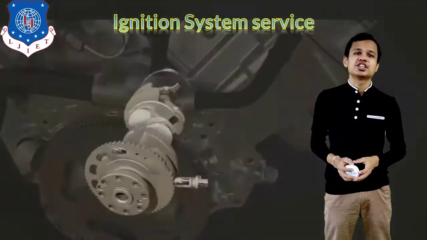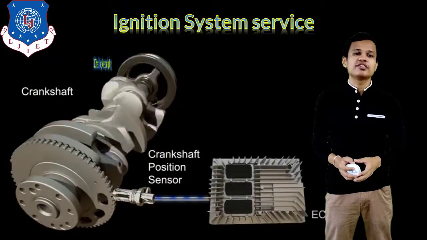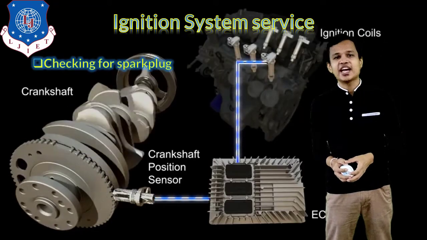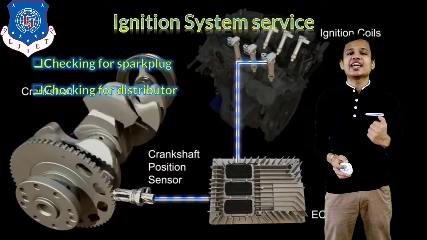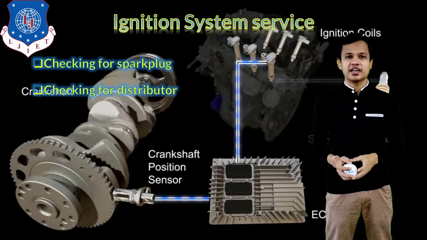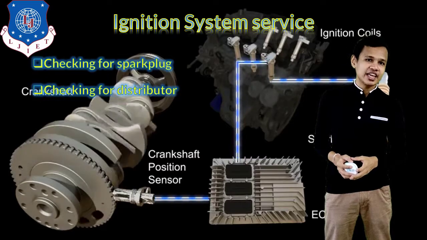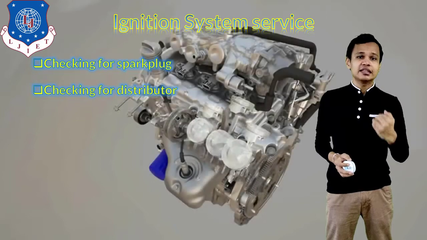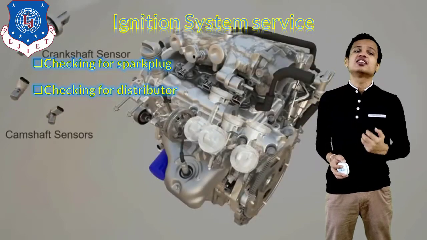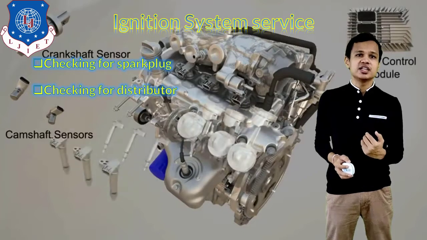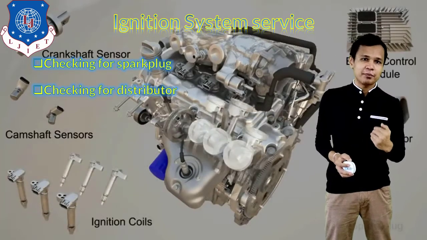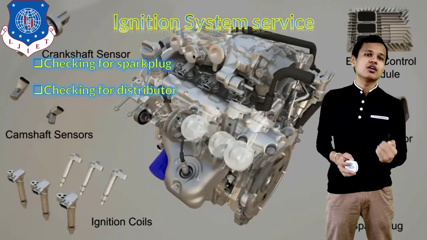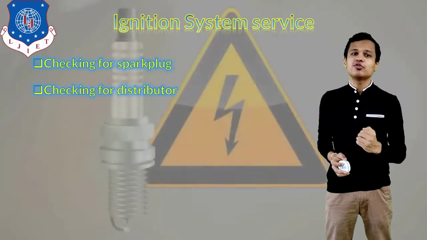To service the ignition system, first we will check the spark plug. As I said, the spark plug will be checked first. After checking the spark plug, the distributor will be checked. The distributor is provided in the case of the battery ignition system. The distributor decides when the spark occurs in the respective cylinder. In the case of a multi-cylinder engine, in which cylinder the spark should happen is decided by the distributor. So if there is a problem in the distributor, then the firing order can be altered.